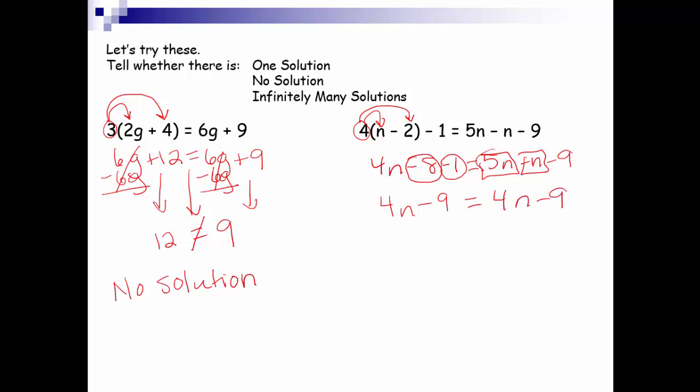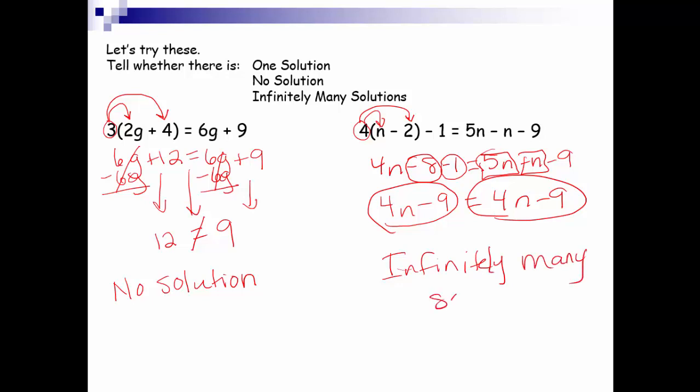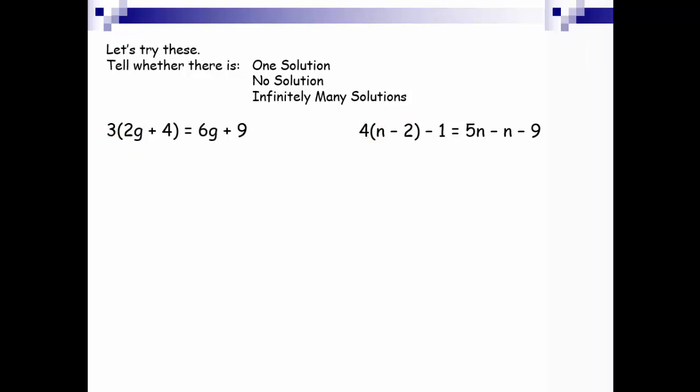Oh, look at that. What can you tell me already? Both sides are equal to each other. As soon as you see that this side is equal to this side, that means you have infinitely many, I still don't think I'm spelling this right, solutions. Because that means any number will work. I can shove any number in there and it will work. Let's take a look at one more example.